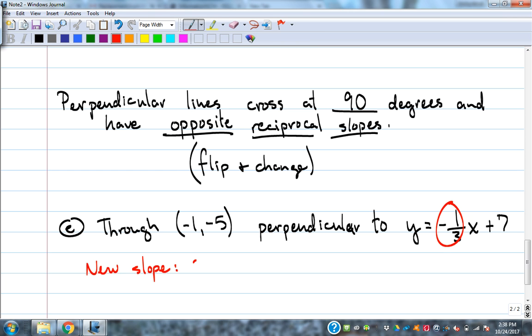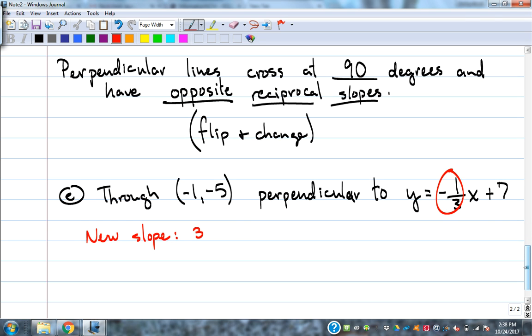So the new slope, you always flip it and change the sign. So if it's negative, the new slope should be positive and flip it over. If it were positive, you flip it and make it a negative. So that's for perpendicular. So the new slope is positive 3/1 or just positive 3.